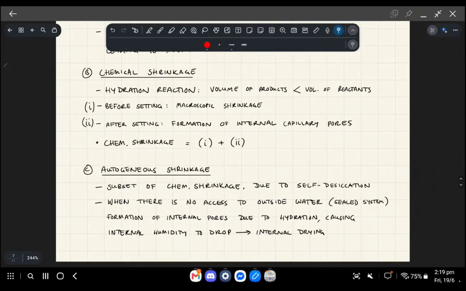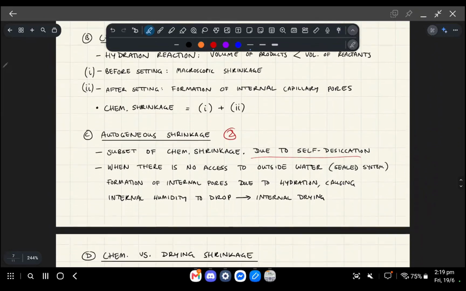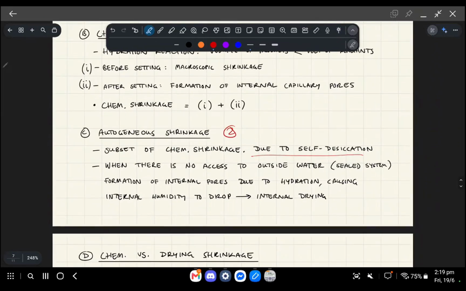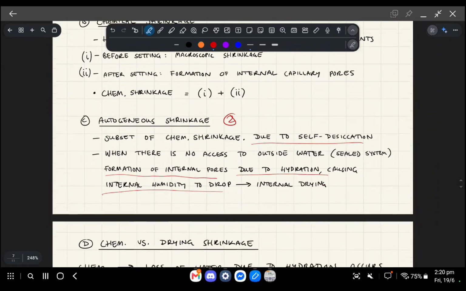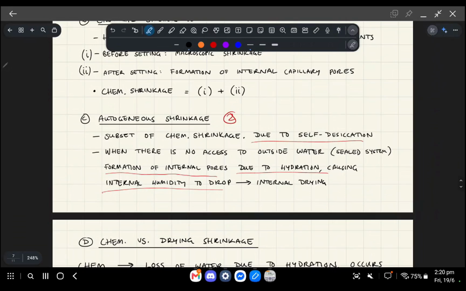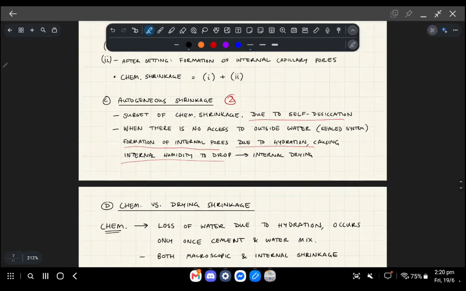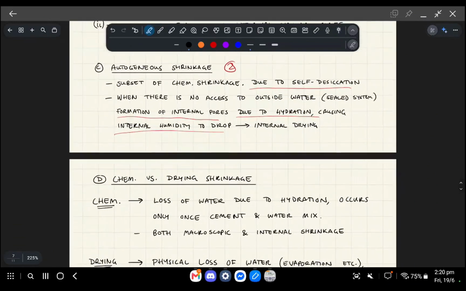In terms of autogenous shrinkage, it's a subset of the chemical shrinkage. In my explanation above, it was part 2. It's due to the self-desiccation. And here I've got a bit more formal of a definition. When there's no access to the outside water and you've got a sealed system, the formation of internal pores due to hydration causes an internal humidity drop, which results in the internal drying. I probably should have just said that word for word earlier when I was trying to explain autogenous shrinkage. I'll leave that on the screen if you want to copy that down.